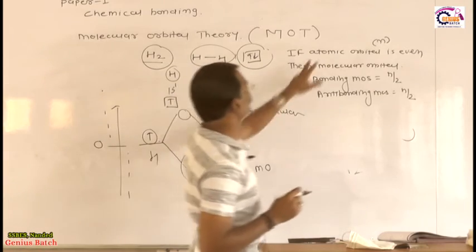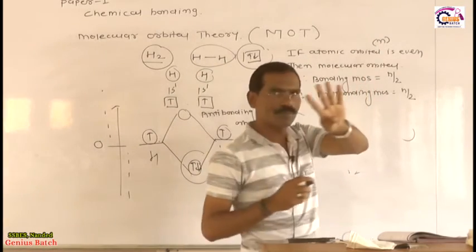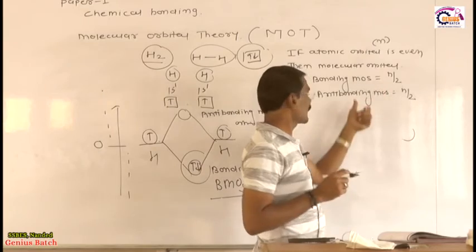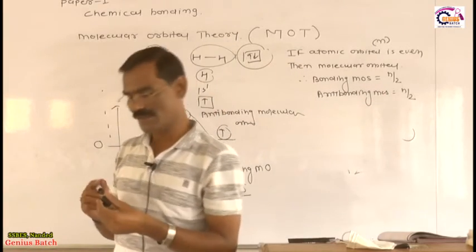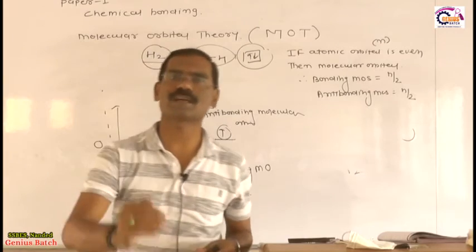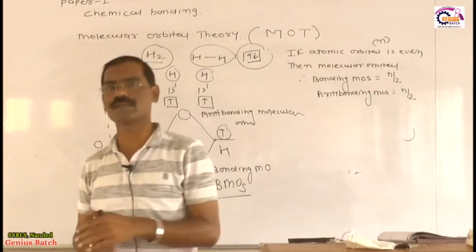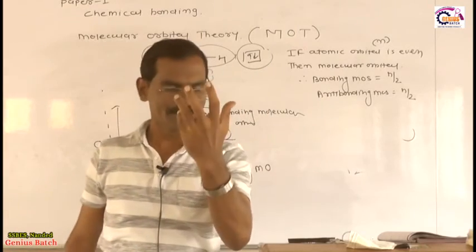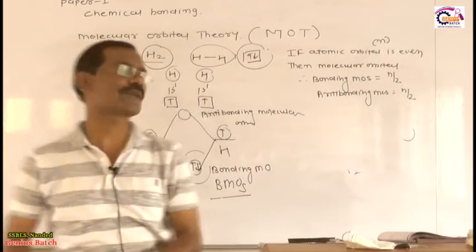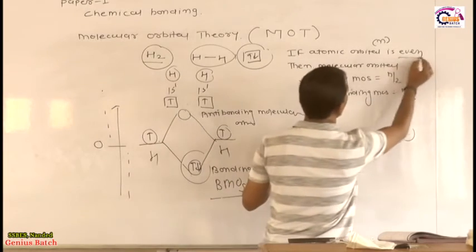Suppose we have 4 atomic orbitals, then 2 are bonding and the remaining 2 are anti-bonding. Suppose we have 6 atomic orbitals, then 3 are bonding and the remaining 3 are anti-bonding. Suppose we have 8 atomic orbitals, then 4 are bonding and the remaining 4 are anti-bonding, if the number is even, okay.